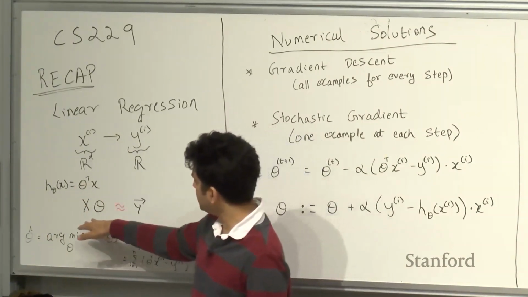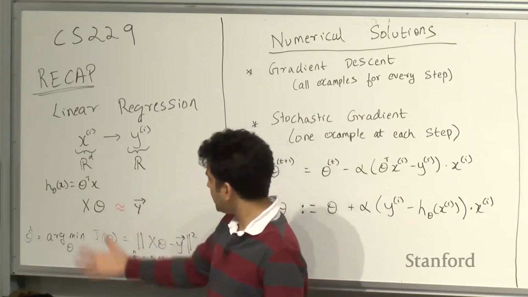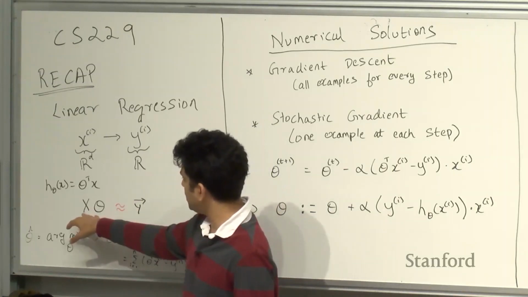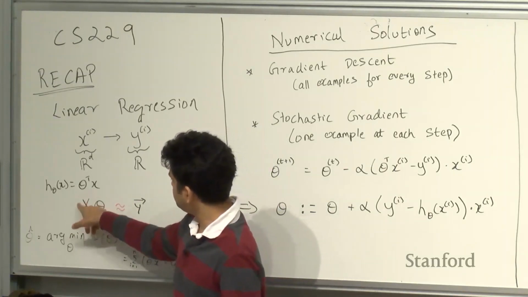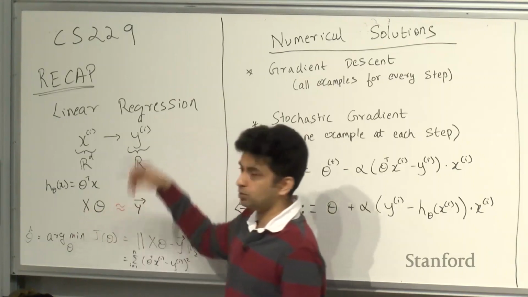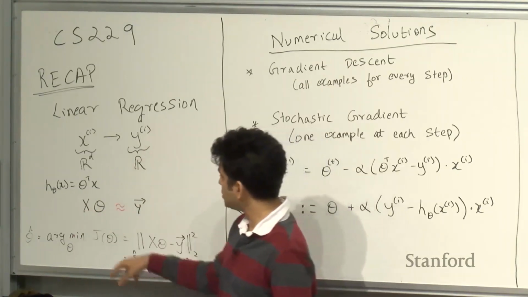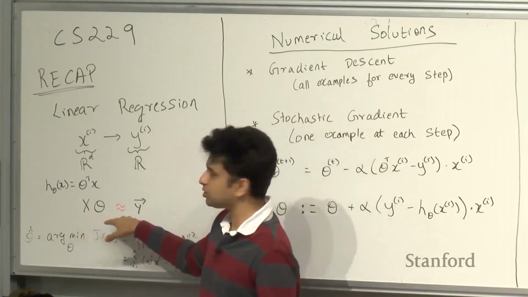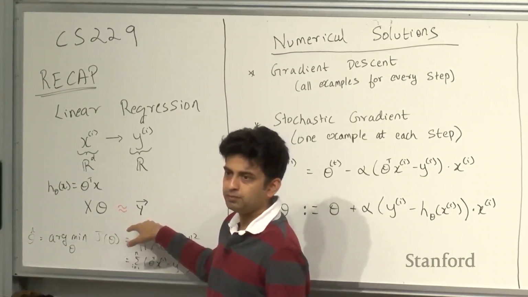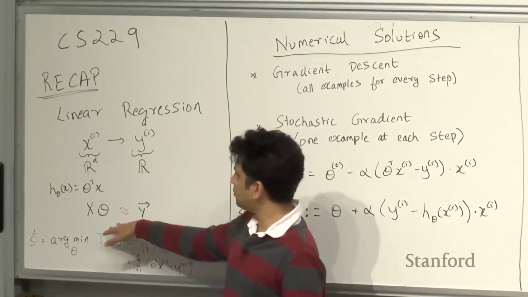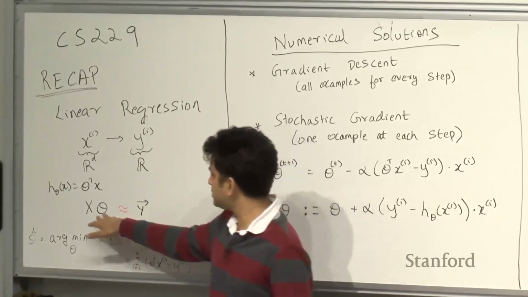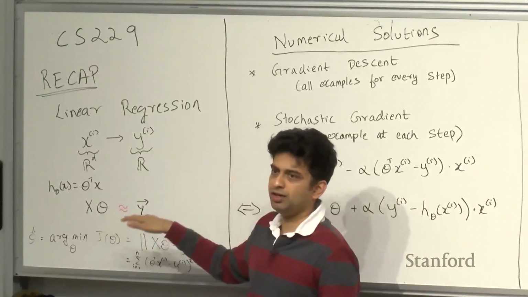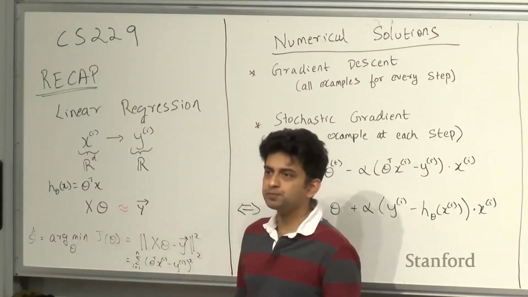And the desired outcome is X theta, where X is a design matrix and Y is the vector of all outputs. We want X theta to be as close as possible to Y. But in general, this will never hold true. X theta will almost surely never be exactly equal to Y.